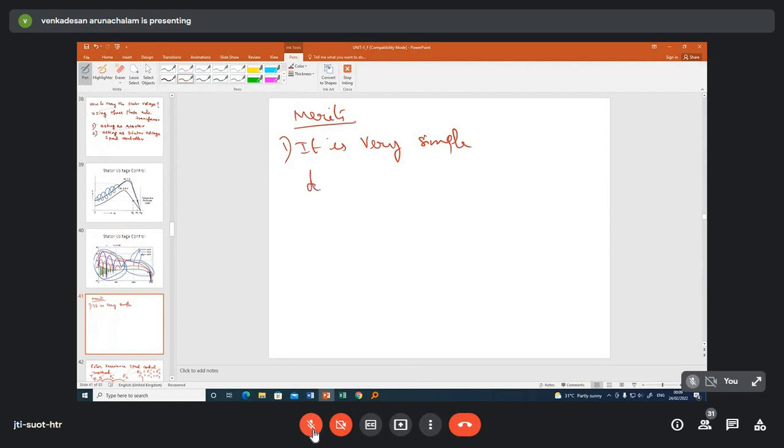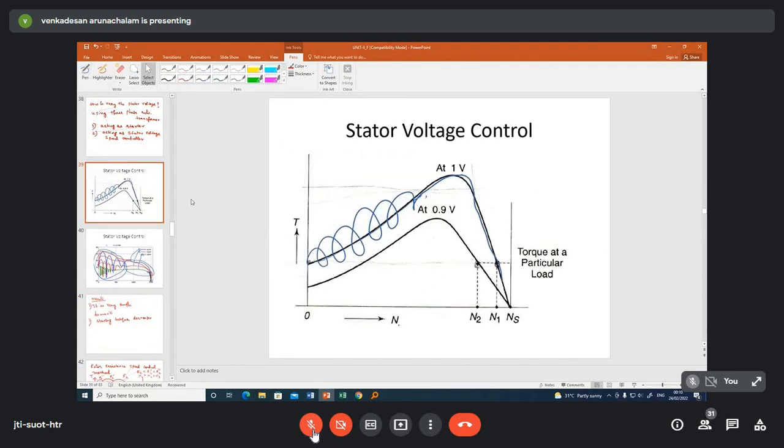But what is the demerit? The first demerit is the starting torque keeps on decreasing. Starting torque decreases when you reduce the stator voltage. You see here, this is the starting torque, and when you reduce the voltage, the starting torque decreases, right?